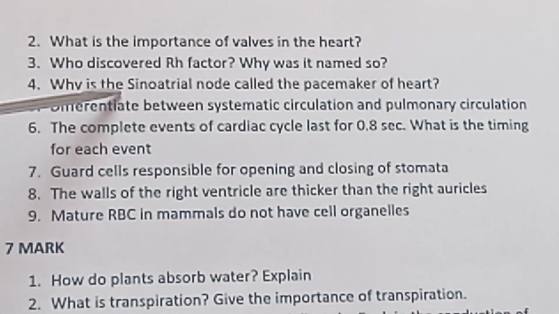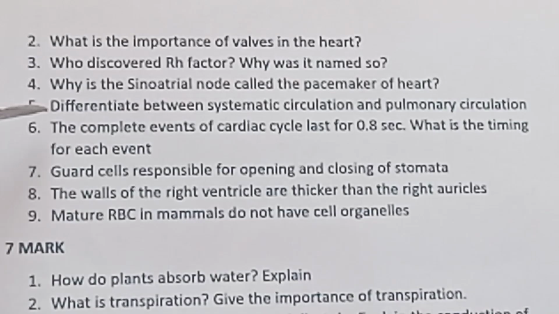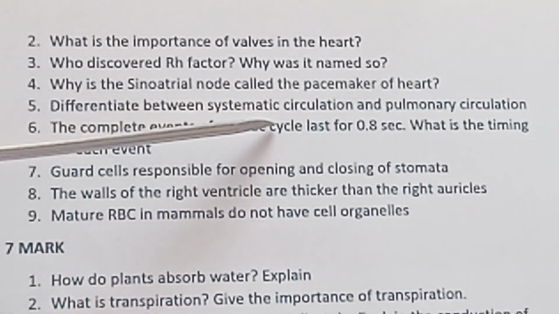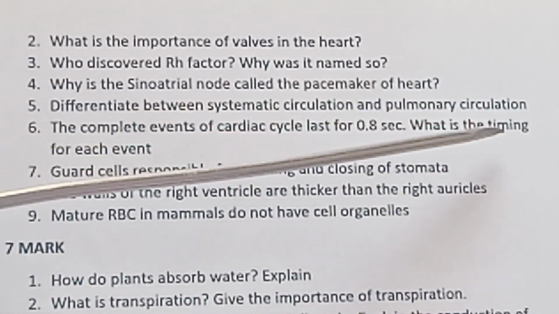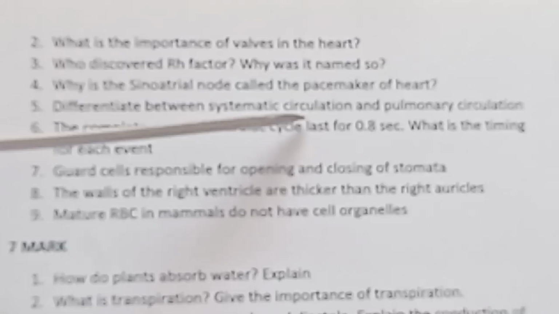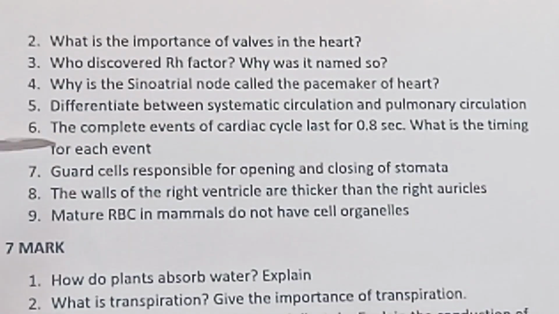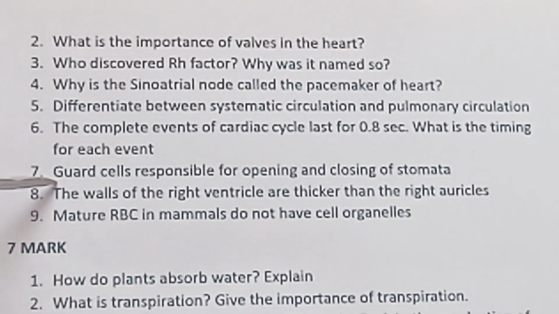Why was it named so? Important question. Why is the sinoatrial node called the pacemaker of the heart? 5th one, differentiate between systemic circulation and pulmonary circulation. 6th one, the complete events of the cardiac cycle last for 0.8 seconds. What is the timing for each event?